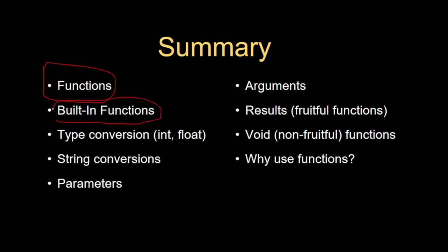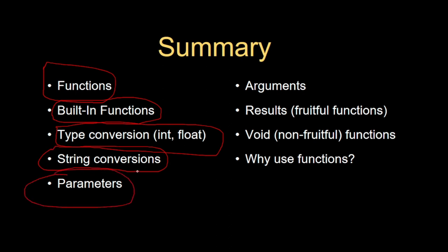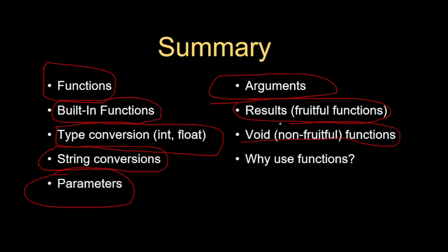As a summary, how functions are declared and executed or called. Built-in functions are functions included in your Python library. Type conversion, like float. Strings we also covered in this video. String conversions, parameters, functions with and without parameters, single parameter and multiple parameters, with different data types. We already discussed these in this video. Arguments, values, results, fruitful functions and non-fruitful functions. With a void return type, it is non-fruitful, but if you have a return type, it is a fruitful function.